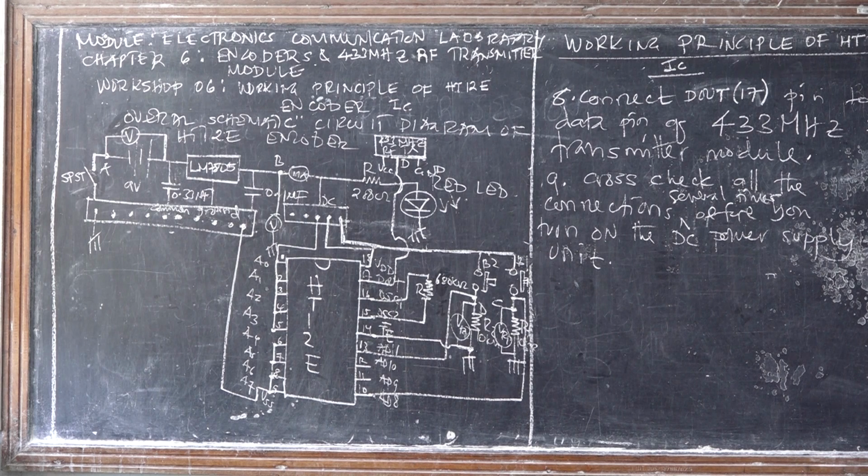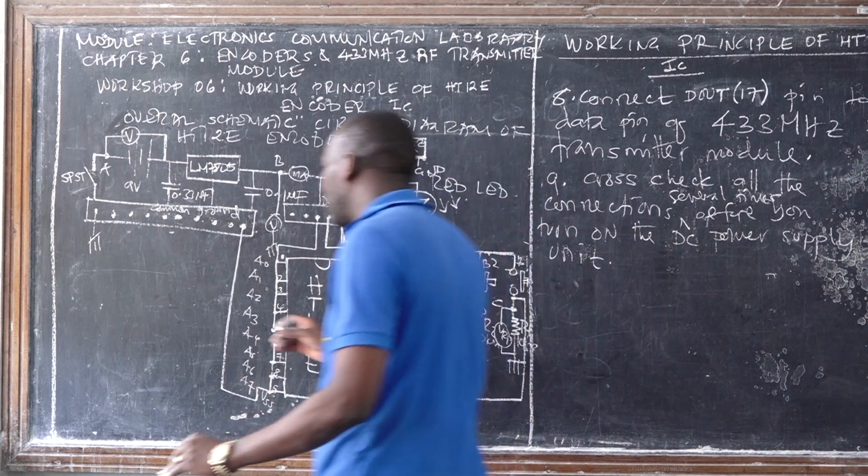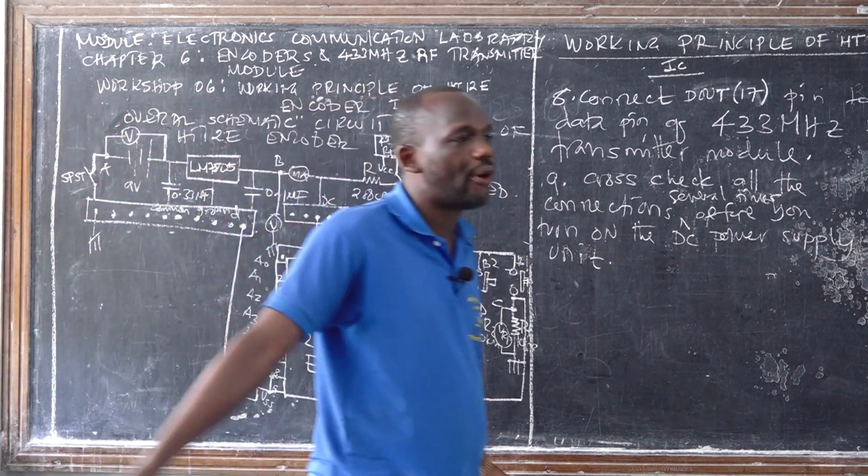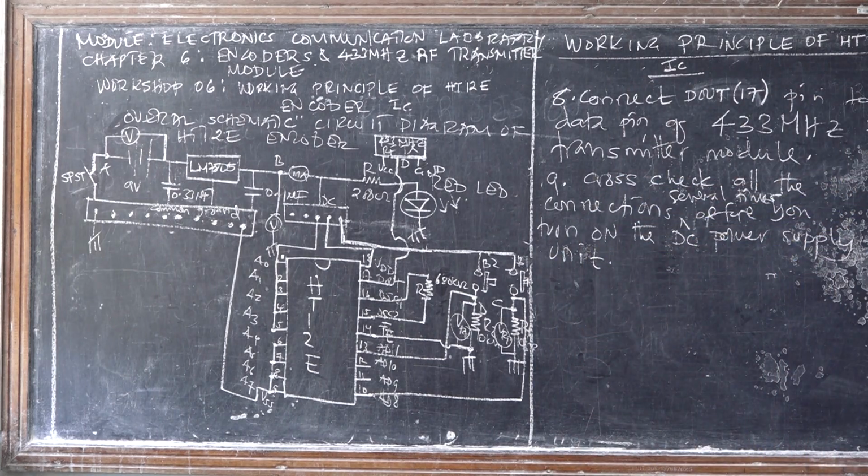Cross-check all connections before turning on. So how do we turn on? If everything is okay, now we can turn on our DC power supply to supply power to the different parts. Are we together? Is it clear?